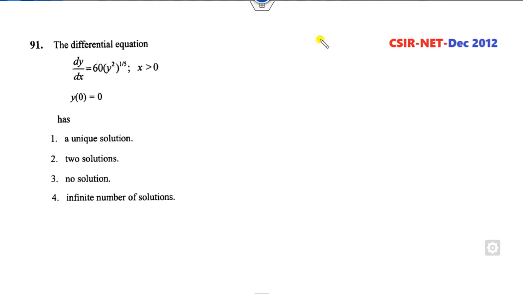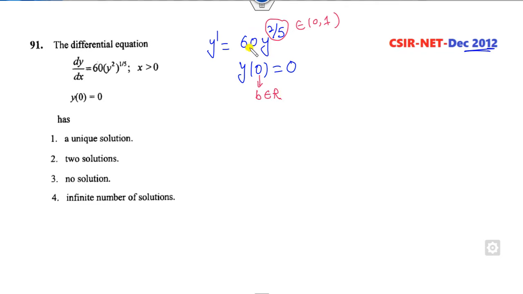Again, the question is from December 2012. You can write this as 60 y raised to power 2 by 5, and the condition is y of 0 is 0. See, this 0 is my b, which belongs to the real numbers, and the exponent belongs to (0,1), and this coefficient is positive. So how many solutions are there? Infinitely many solutions. So D is the right answer.